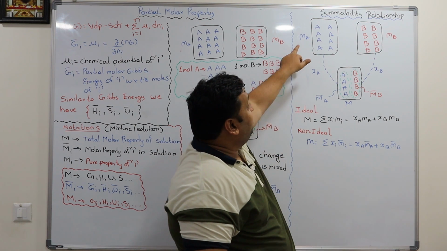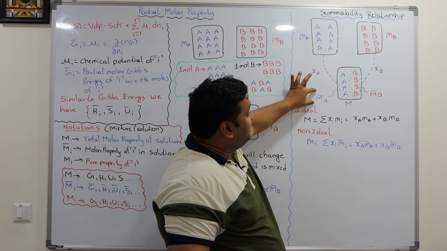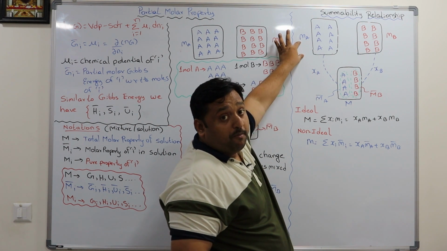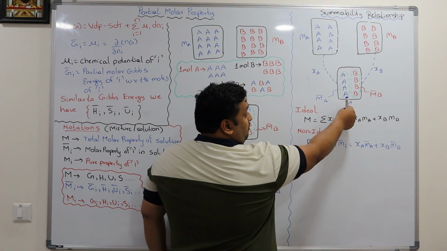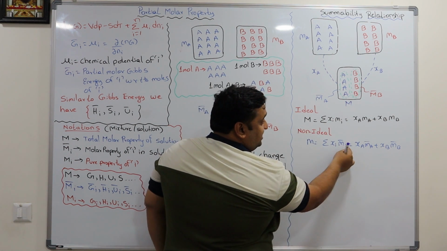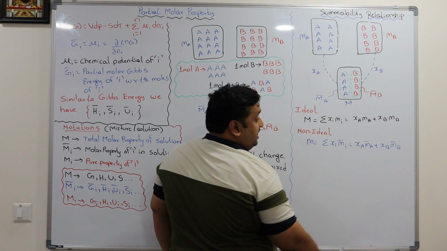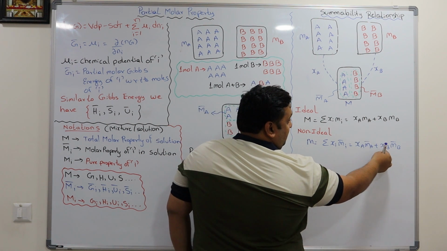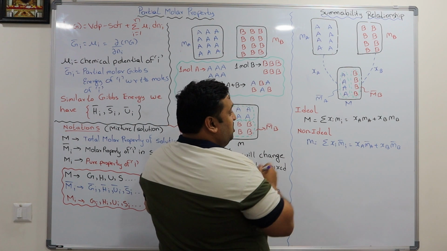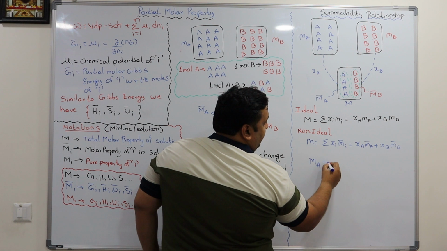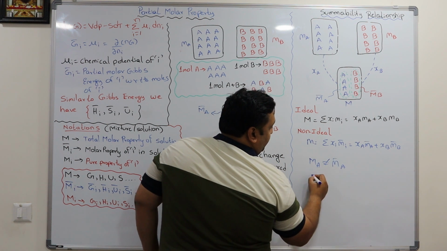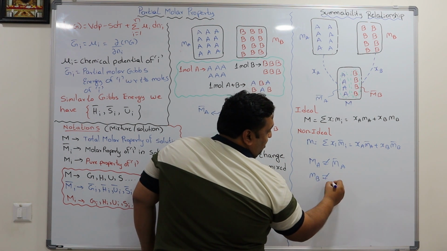If M bar A is not equal to Ma, that means the partial property is not equal to the pure property. Then inside this summability relationship, the total property of the mixture is a combination of partial properties: xA M bar A plus xB M bar B. So in the non-ideal case, Ma is not equal to M bar A, and Mb is not equal to M bar B.